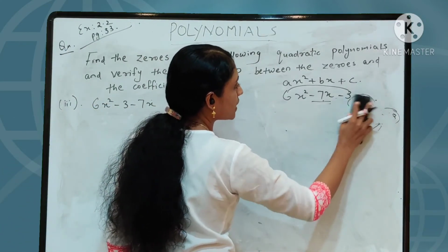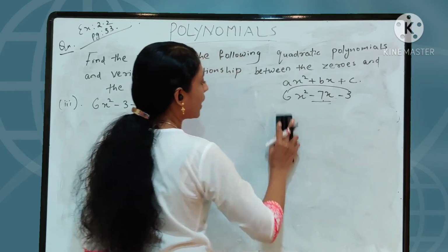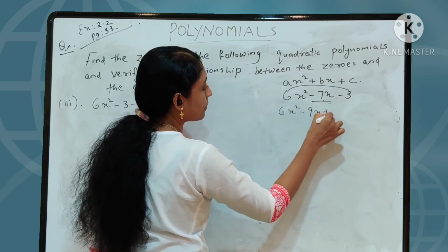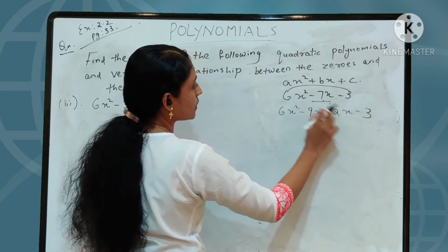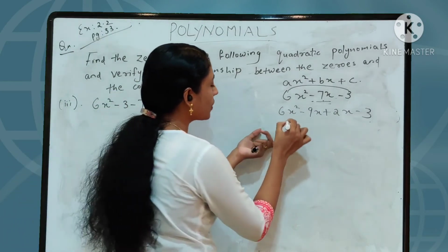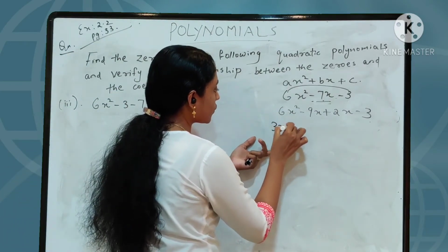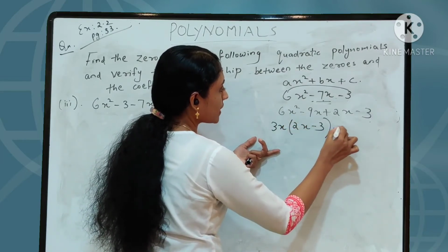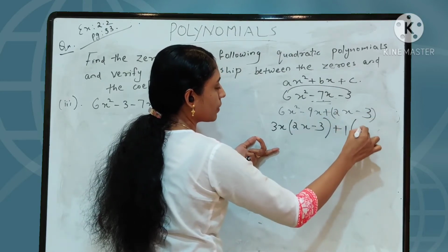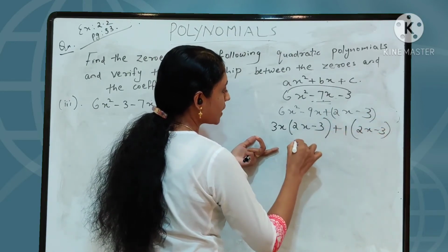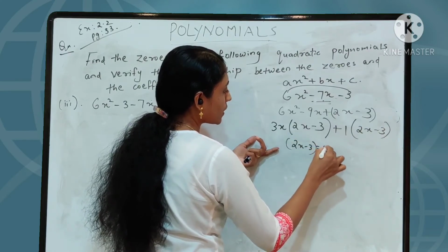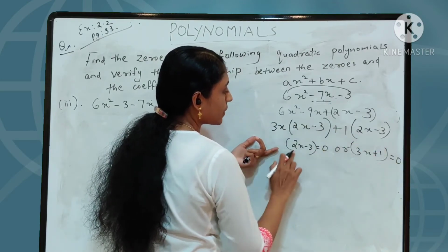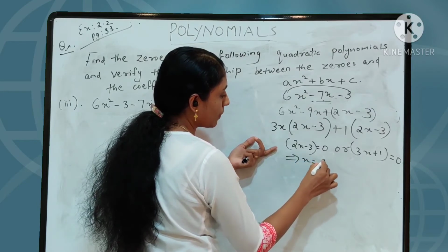Now we can rewrite this equation. We got the two values and we can apply them in this equation. So 6x square minus 9x plus 2x minus 3, because minus 9x plus 2x is minus 7x. Now taking the common terms, taking 3x, so that we will get 2x minus 3, right? Plus from here, no common term, so plus 1 into 2x minus 3. That means 2x minus 3 is equal to 0, or 3x plus 1 is equal to 0. 2x minus 3 is equal to 0 implies x is equal to plus 3 by 2.